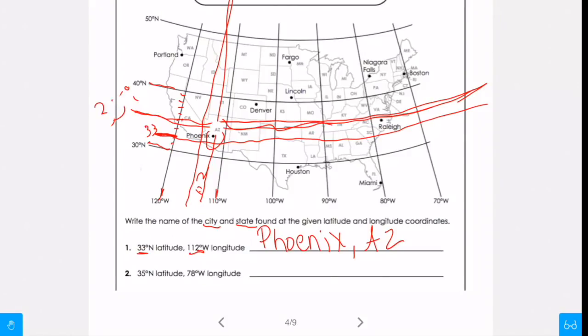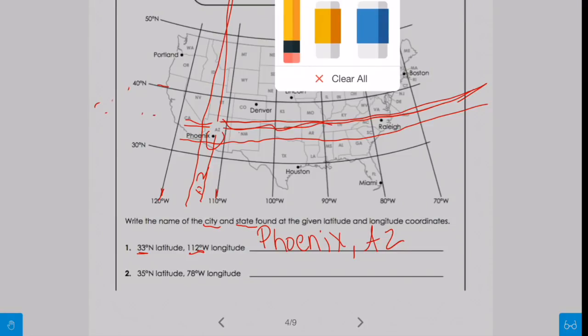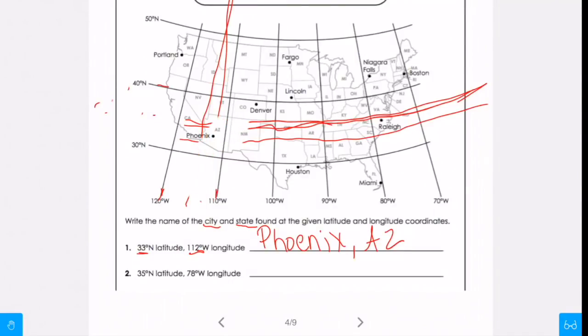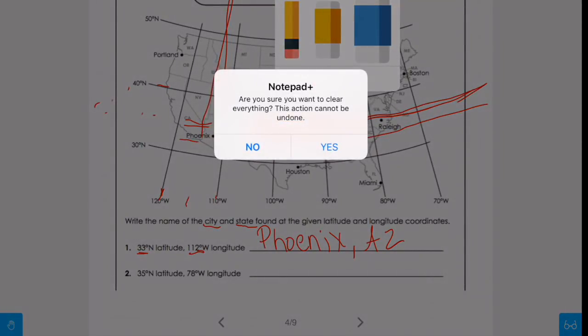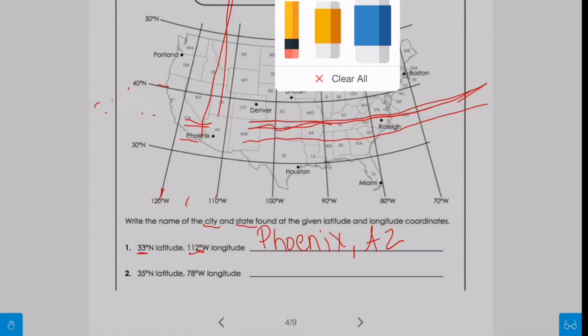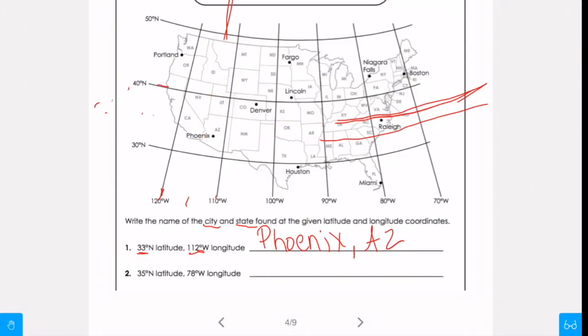For the next one, let me just try and erase a little bit. Oh, hey, clear all. No, I don't know what that means. Big eraser. I'm using a new program, so I'm learning it as we go.